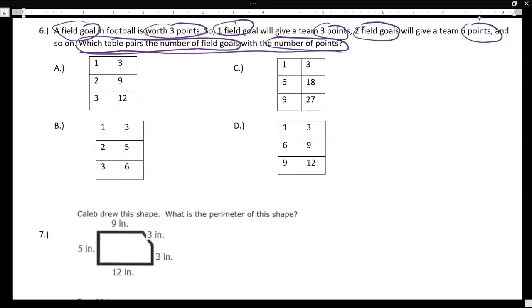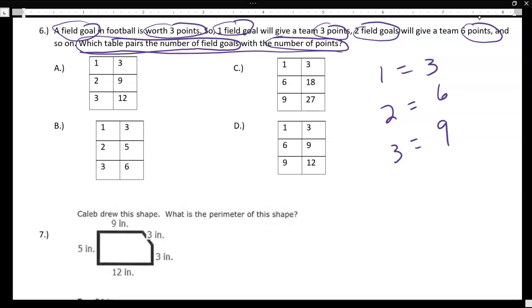Now, we know that 1 field goal is worth how much? 3. 2 is? 6. 3 is? 9. Do we see a pattern? Yes. What's the pattern? Times 3. Right. That's our rule.